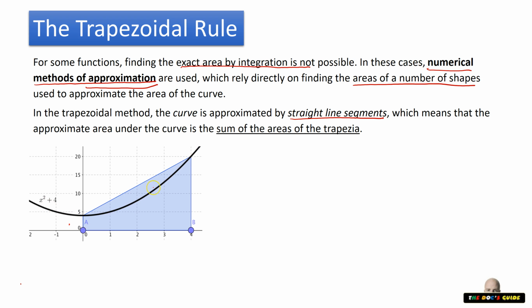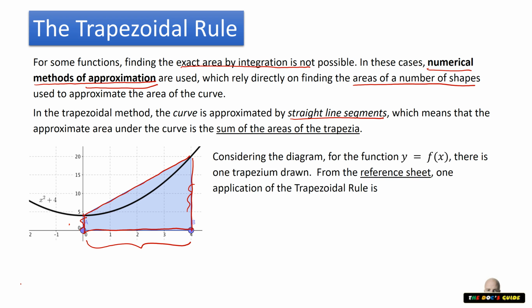So if we have this curve here, x squared plus 4, which we know we have a method of integrating, so we could find the exact area between 0 and 4. However, if we knew nothing about integrating and we said we want that area under the curve, one way we could do it is draw a straight line from there to there, and we notice that the shape that we form is a trapezium. And we know the formula for the area for a trapezium. It's half the sum of the parallel sides, this one and this one, times the perpendicular distance between them, which is this here. So we now dress that up as the trapezoidal rule.